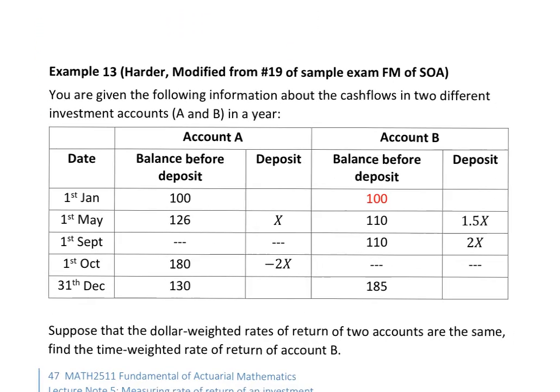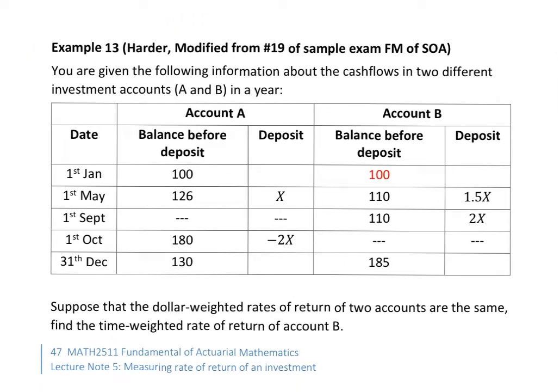Now perhaps let's try another one, which is a little bit more complicated case. In this example, you are given 2 investment accounts. Again we will consider the activity of these 2 accounts over a particular year, from the 1st of January up to the last day of December. Just like the earlier example, I will tell you the account balance before the deposit on some key days, where you will have some deposit or whatever.